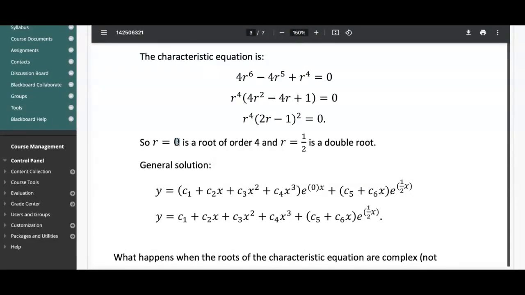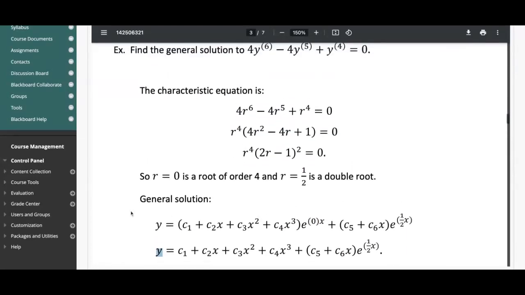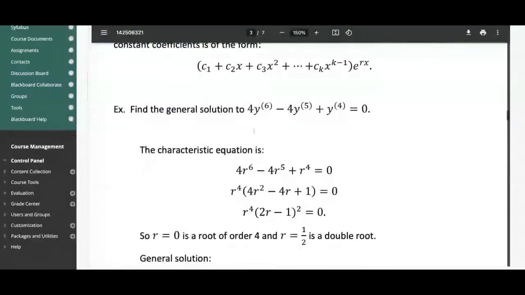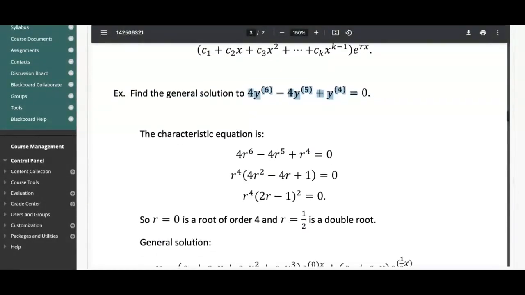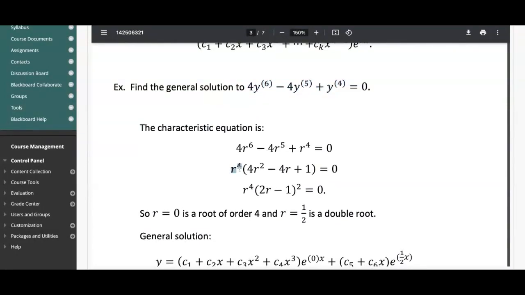Okay, so this is 0, right? So e to the 0x is just 1, so we get this polynomial of degree 3. Then e to the half of x, so we get those two. So add them all together. That's a general solution for this 6th order differential equation with 2 roots. One root has multiplicity of 4, one root has multiplicity of 2.